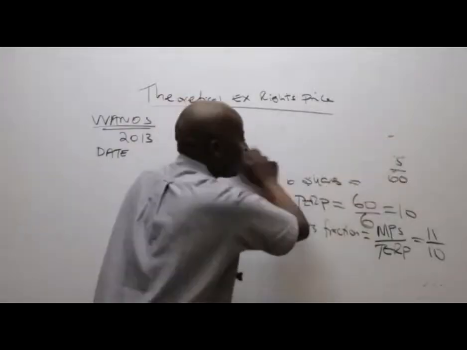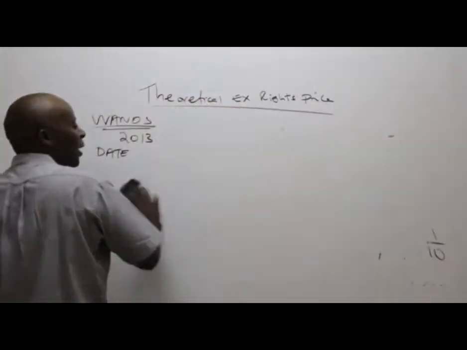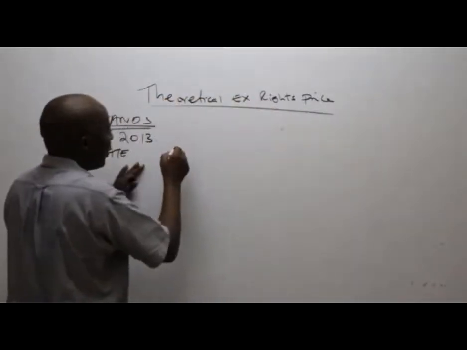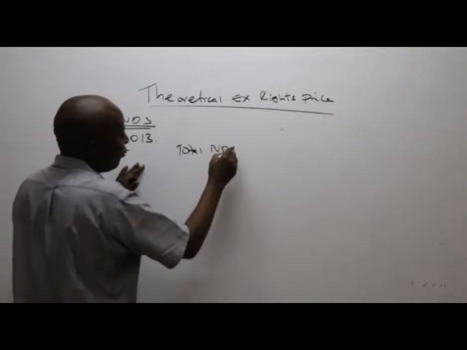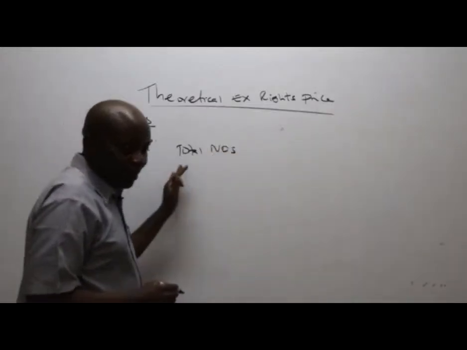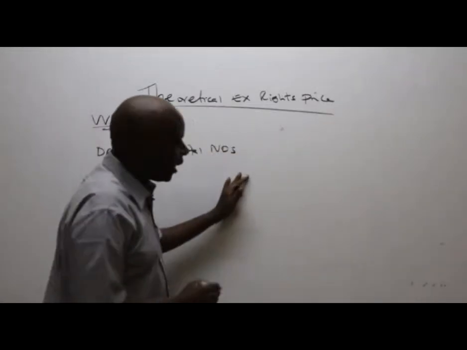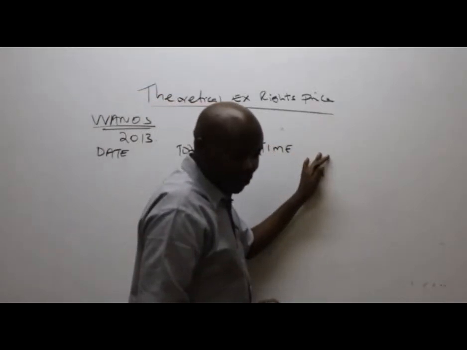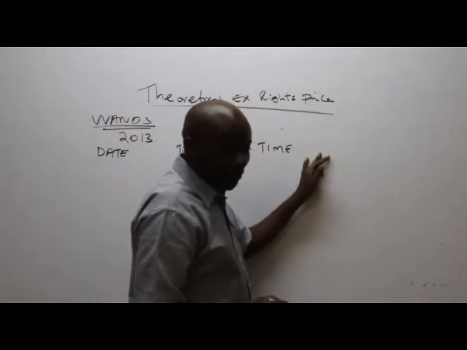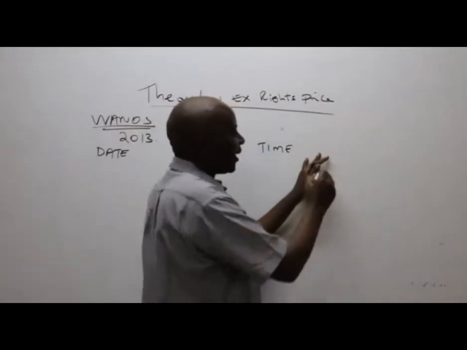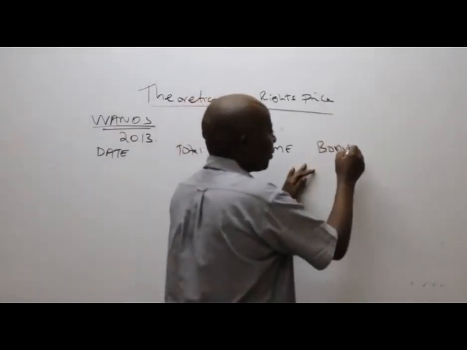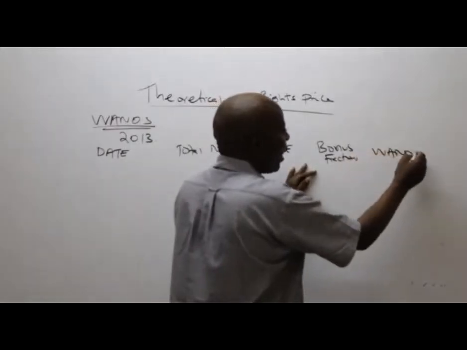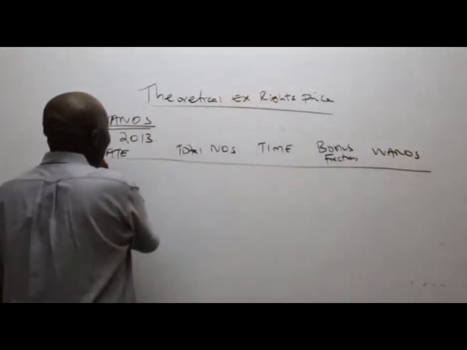So we have the date. Now, out of this date, I would want to know the total number of ordinary shares. After that, we have the time. After that, the weight, the bonus fraction. We have the bonus or the rights fraction, isn't it? And then lastly, we have what here? The one-os like that. Remember, you must isolate.